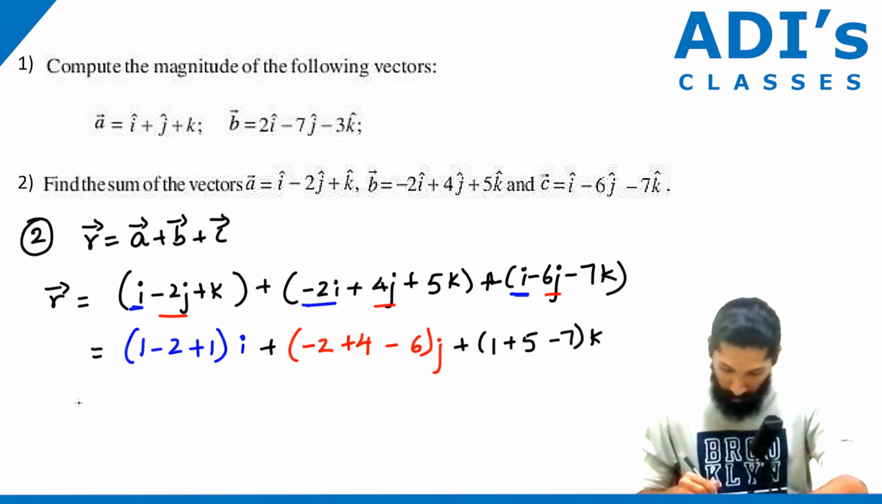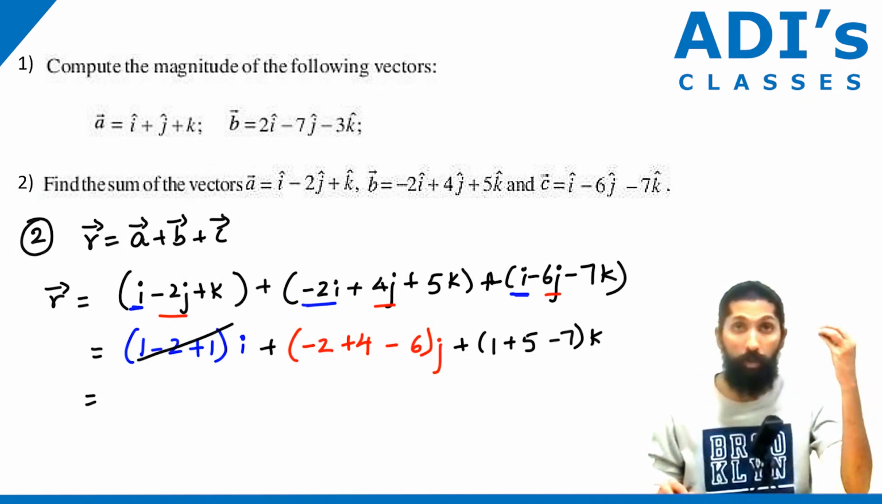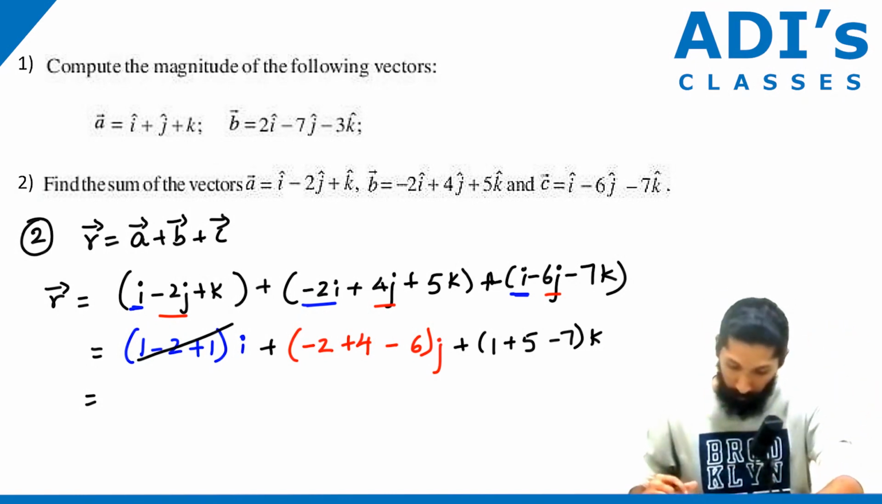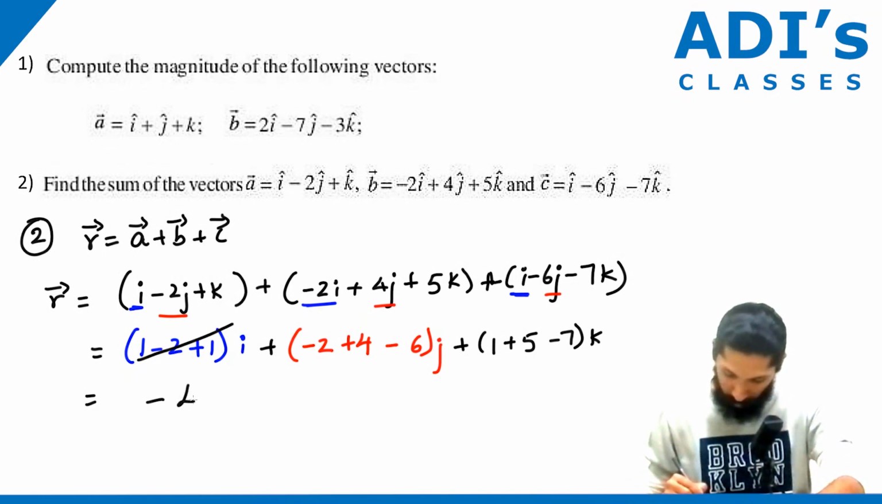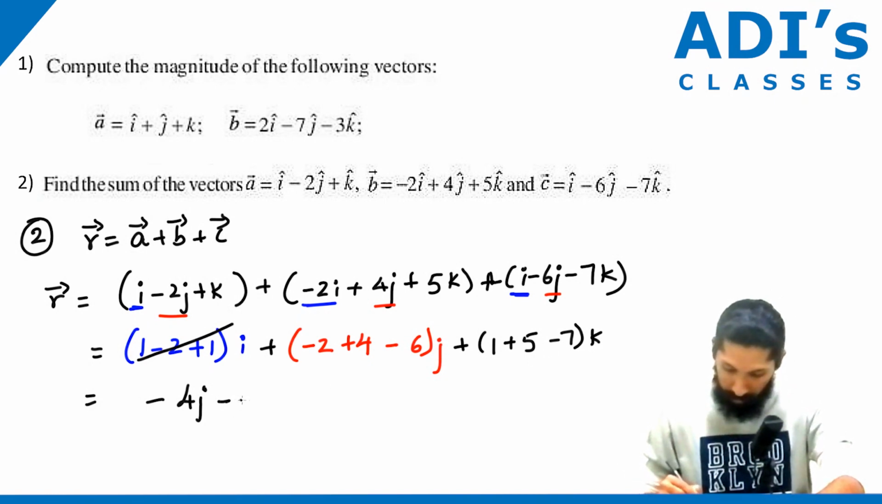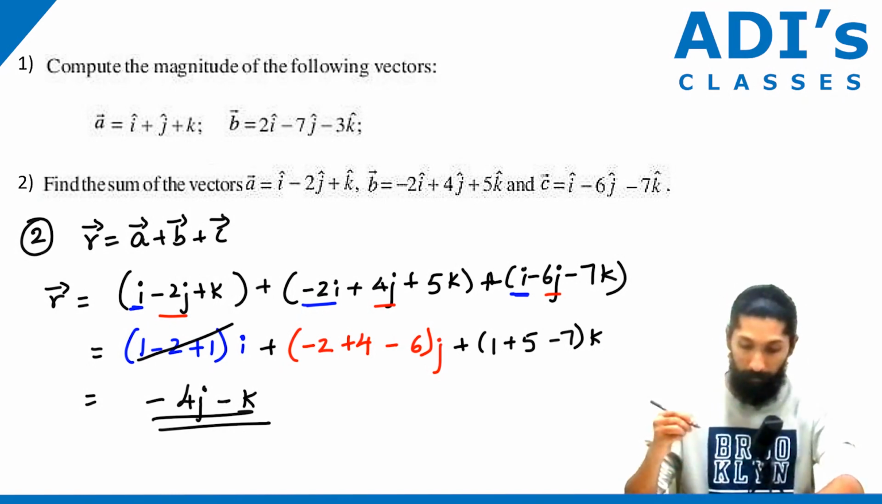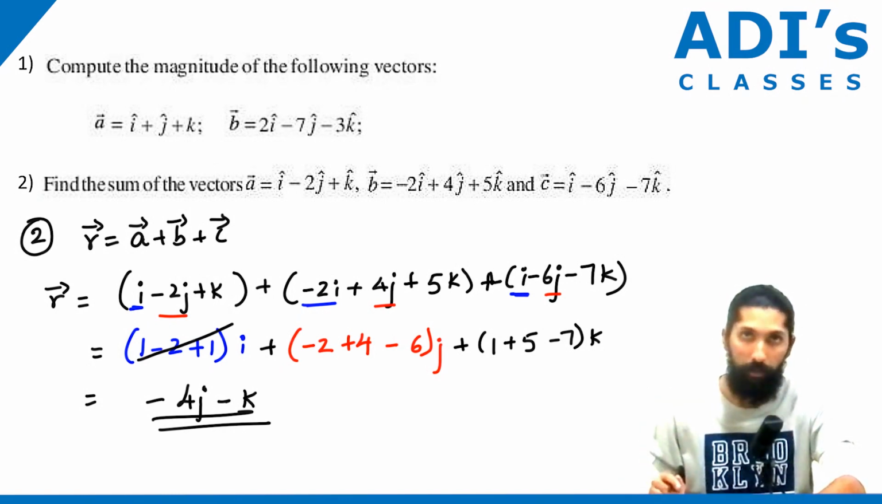Correct? 1 minus 2 plus 1, so this entire thing becomes 0. There is no i term at all. So 0 i, or even if you do not write it, it's okay. Next, minus 2 plus 4 minus 6 is minus 4, so minus 4 j cap. This is going to become minus k cap. So minus 4j minus k. This is the answer for the second one. Clear? Now let's do the third one.